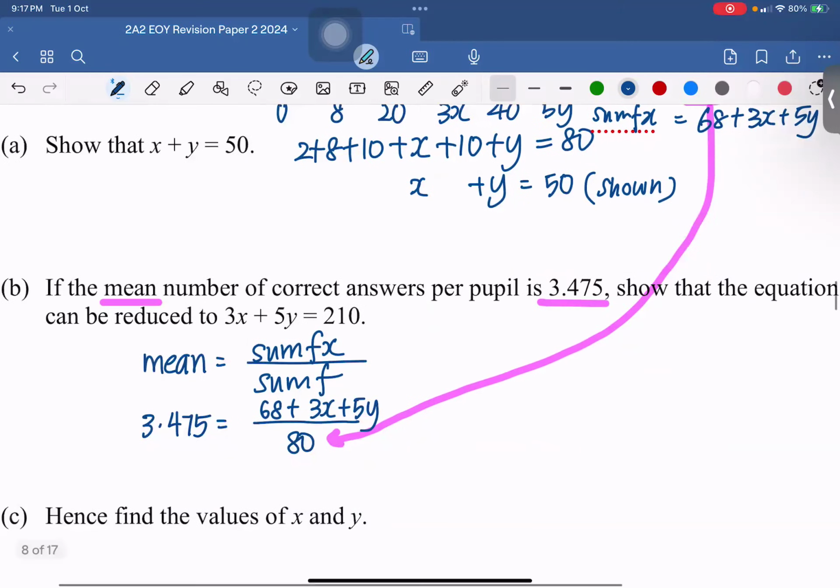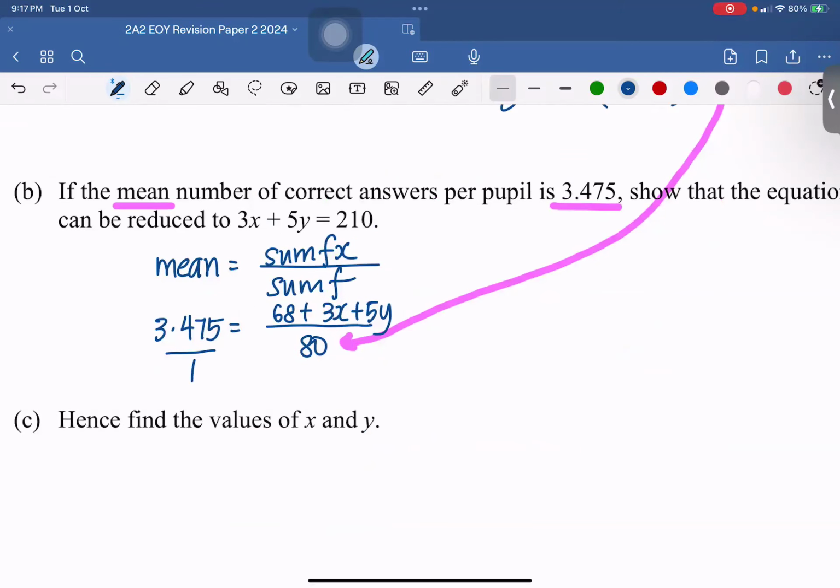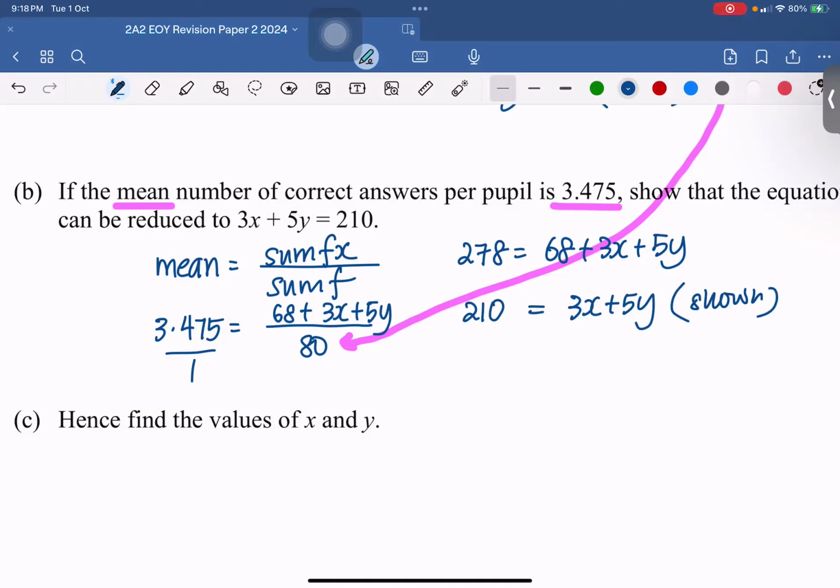Okay, then I still cross multiply. 3.475 times 80 gives me 278. Wow, your mental calculation is so good. No. Okay, shown.